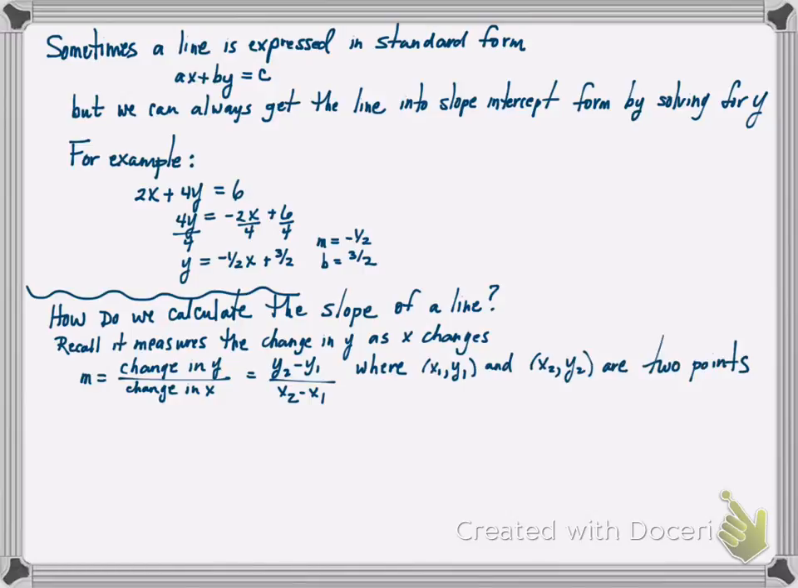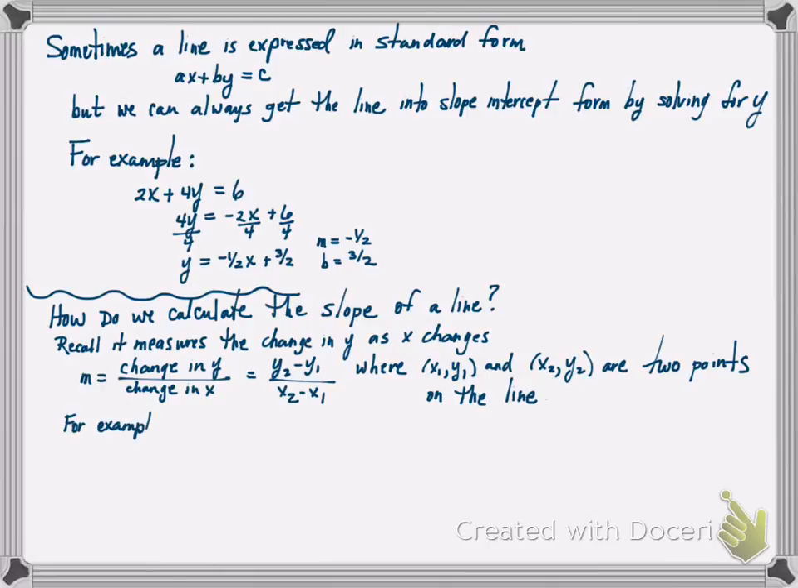It's measuring that ratio. So if we say m is equal to y2 minus y1 over x2 minus x1, where x1, y1 and x2, y2 are 2 points on the line, we take their difference and the ratio, we get the slope of the line.